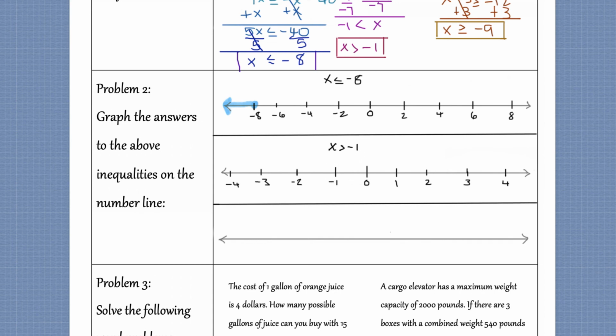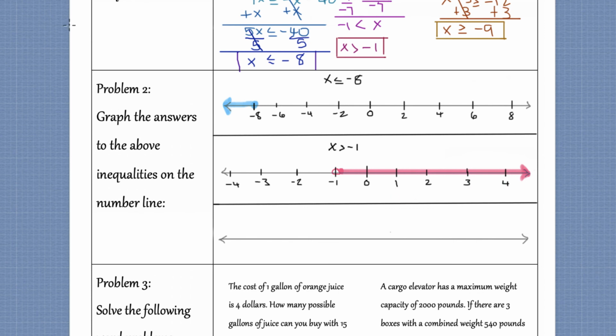So I'm going to draw an open circle right here. And it says that x is greater than negative 1, so all values of x that are greater than negative 1 are part of the solution. Since this is the case, I'm just going to shade in everything to the right of the negative 1, which means that it's greater than negative 1. So this graph shows that all of the solutions are greater than negative 1. This is our answer for the second one.